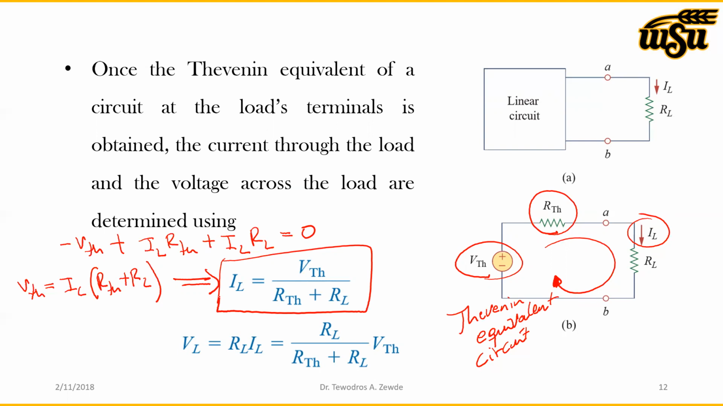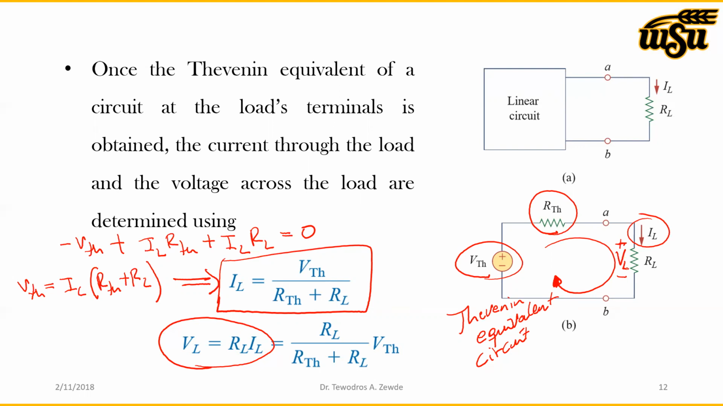Now, if you know IL, which is the current through the load resistor, then you can easily determine VL, or the voltage across the load resistance. VL is this one, plus minus VL, which is the voltage across this load resistor.